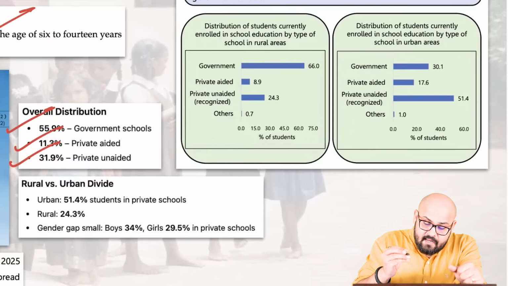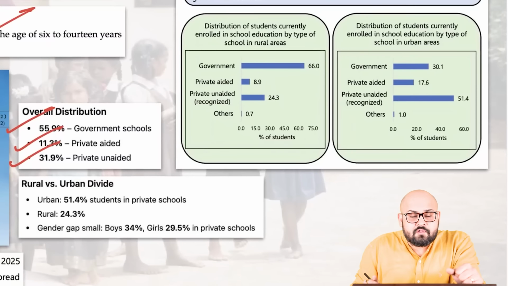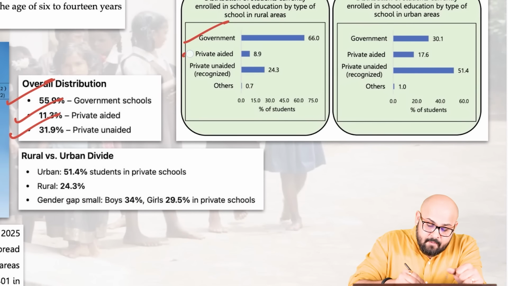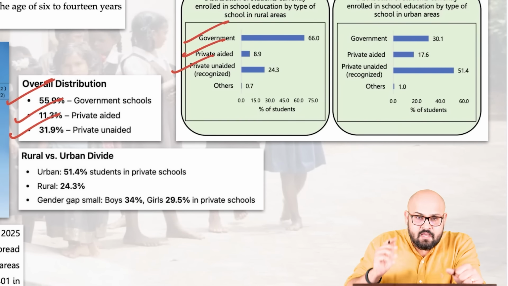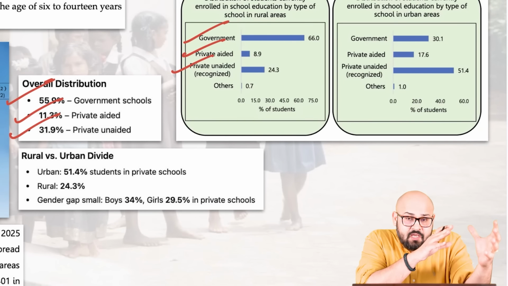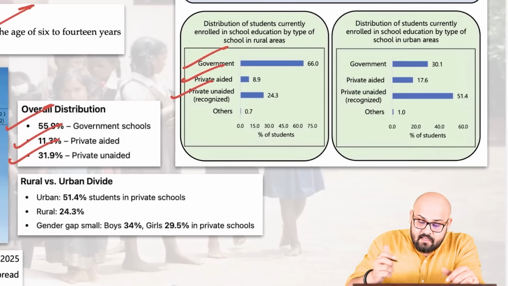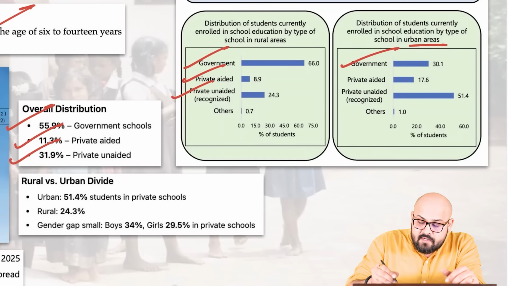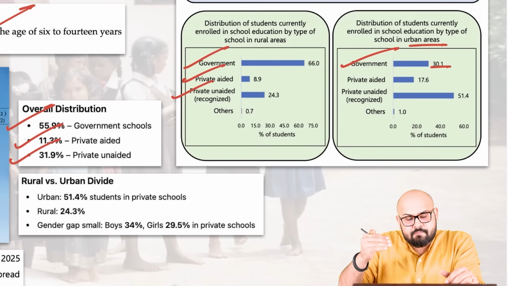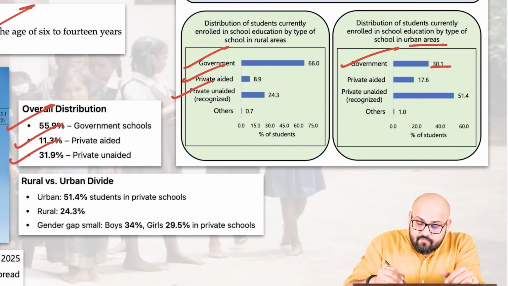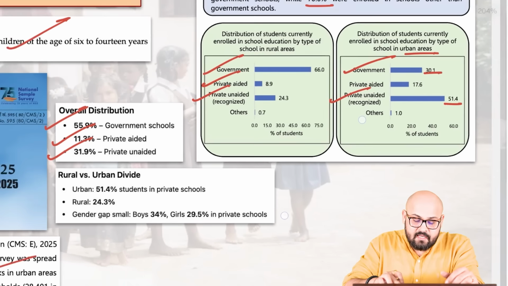Distribution of students currently enrolled in school education by type of school in rural areas. So we have almost 66% government schools, private aided 8.9%, private unaided 24.3%, right? So we have the share as almost 24% in rural areas. Need not memorize this data. Then when we talk about the urban areas, we have government 30.1%. The share has drastically reduced as compared to that of the rural areas. And then if you look at private unaided, it's almost more than 50%. Again, need not memorize.